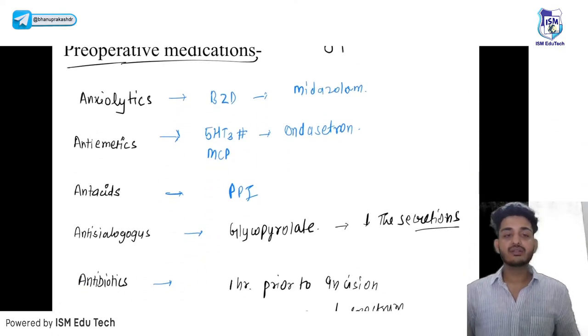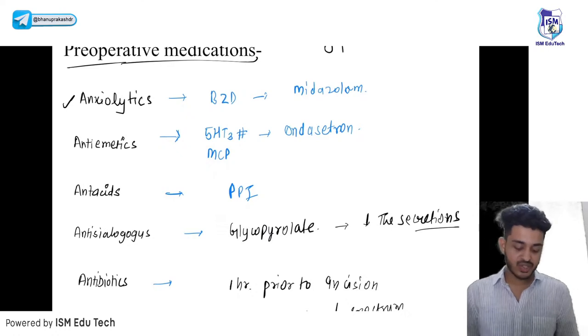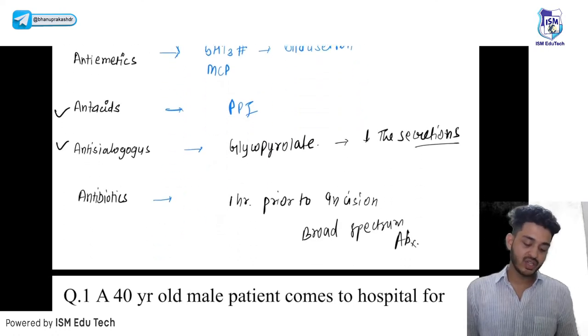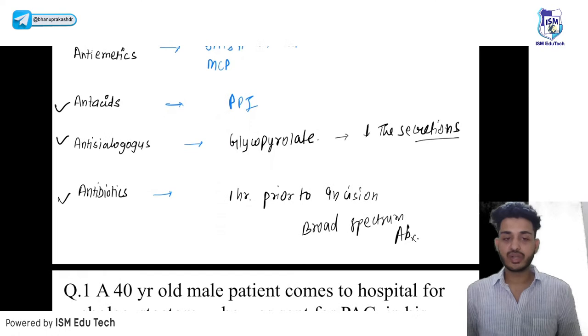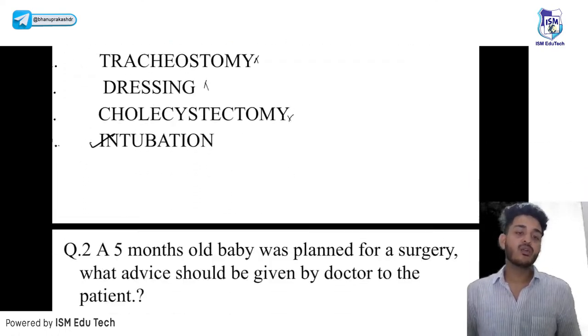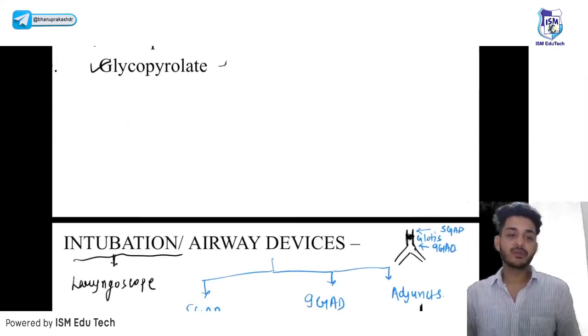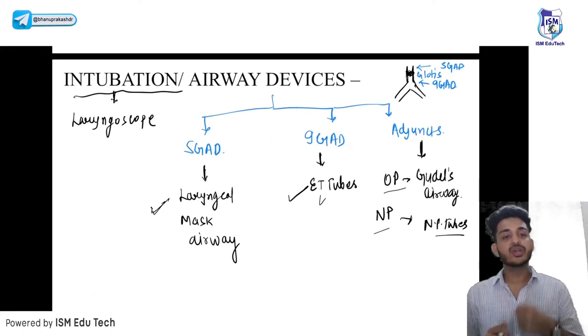Okay. Then the patient is coming for the operation, pre-operative. For the operation, we decrease the anxiety of the patient. We need to decrease the secretions of the patient. And we need to give the antibiotics to the patient. Next thing will be, we need to intubate the patient. Now the patient has come, what do we need to intubate the patient?